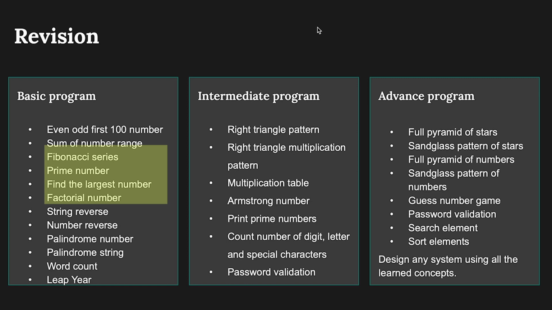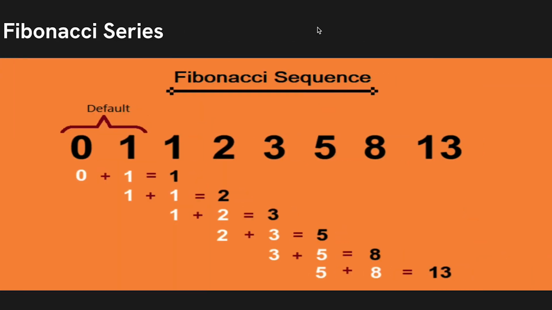Before starting this program, let's understand what a Fibonacci series is. As you know, we have to print some sequences. A Fibonacci series is also a Fibonacci sequence. There will always be two default values, 0 and 1. If we have to generate a new number, we add these two numbers and generate the next number. So the addition of 0 plus 1 will be 1. This will be the next number.